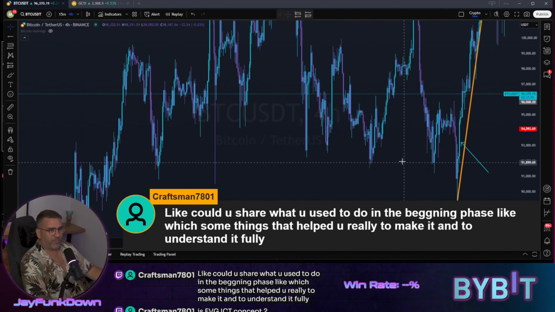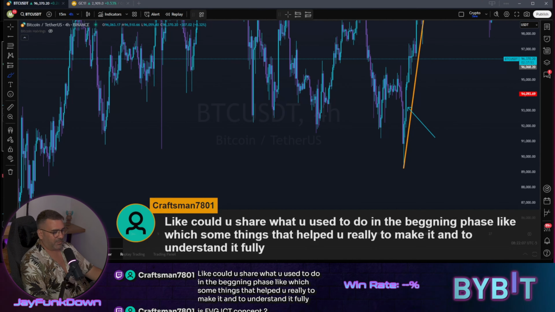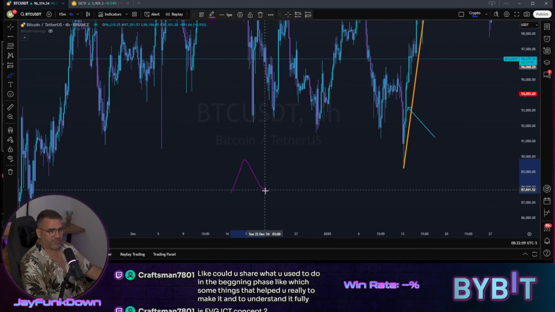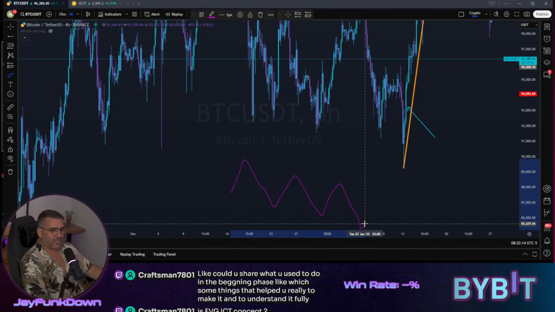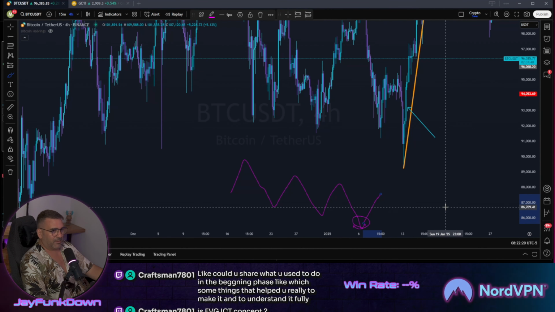So when we've made new lows, you know how the market moves, right? It moves like this. It makes a new low, makes a new low, makes a new low. So when it makes a new low on a higher time frame, you're looking for a reason to long it into this, right? So you're looking for this on the bigger time frame.